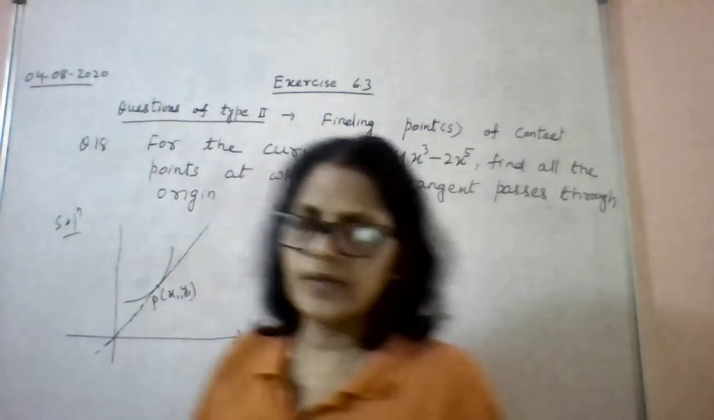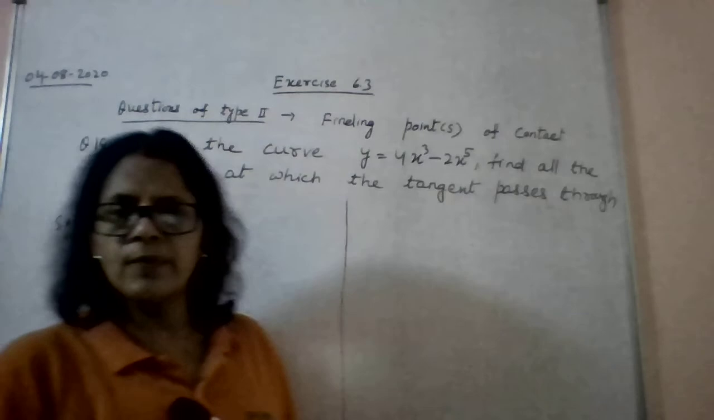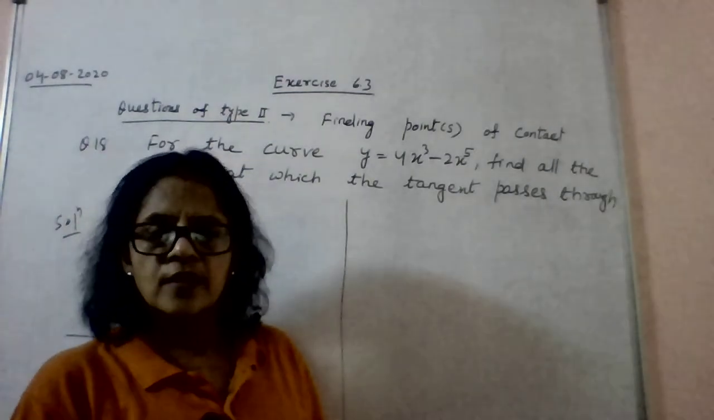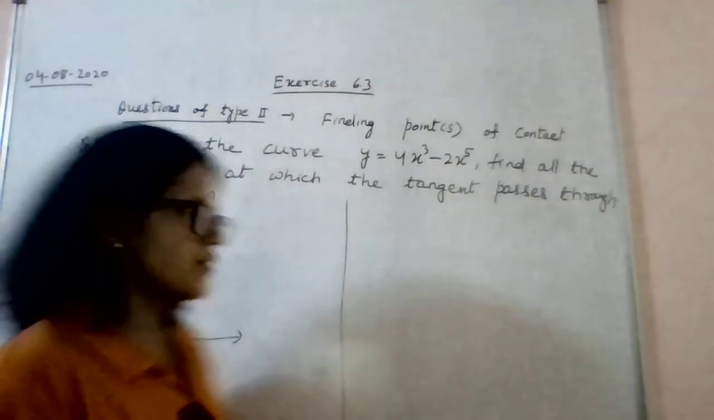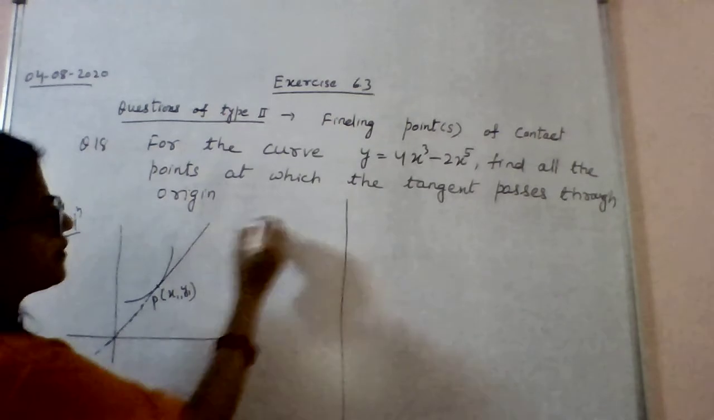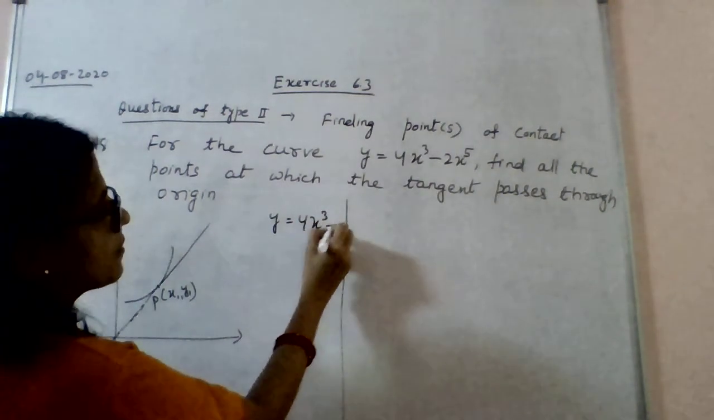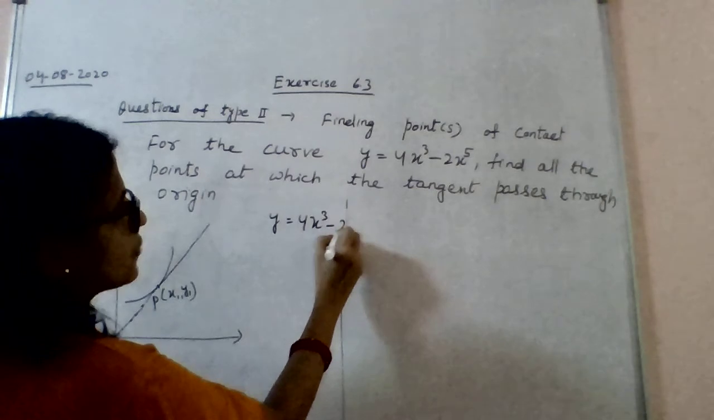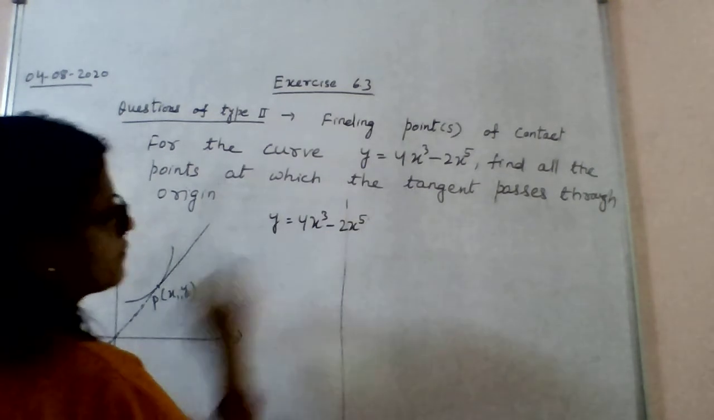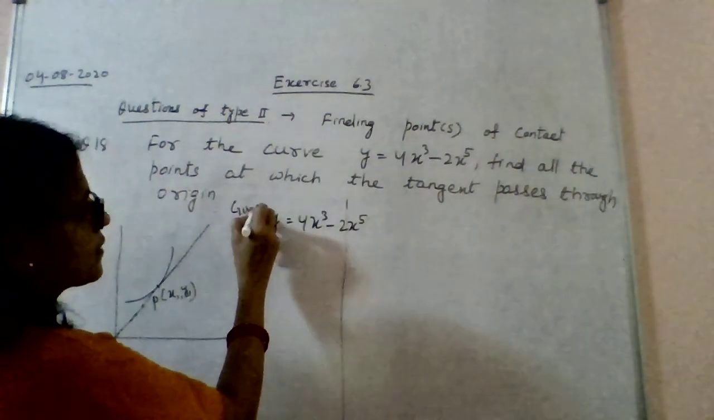So to start with, first get dy by dx. That will give us the slope of the tangent. So the given curve is y equal to 4x cube minus 2x to the power 5. This is the given curve.